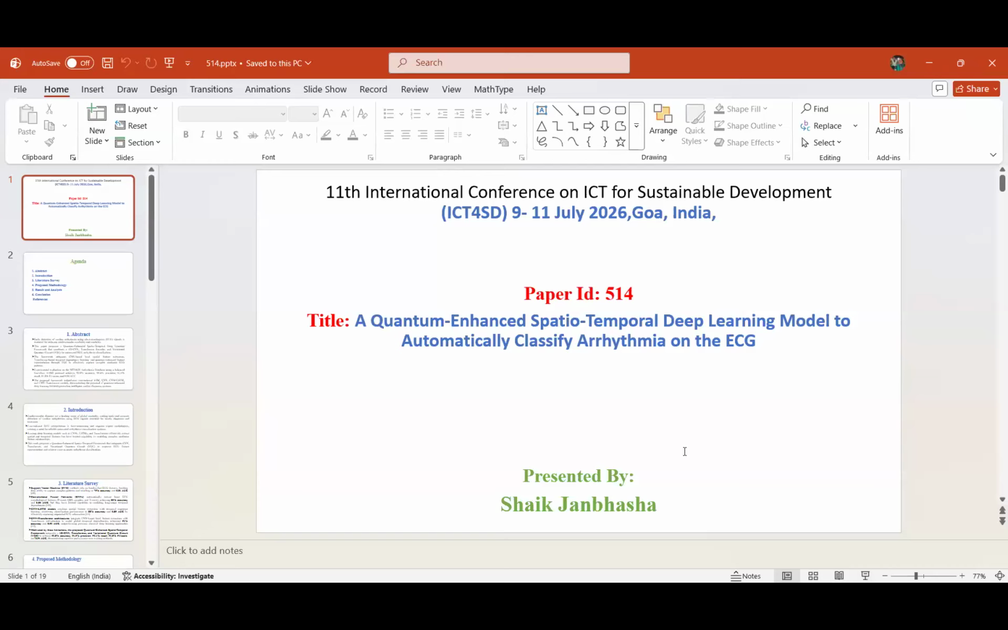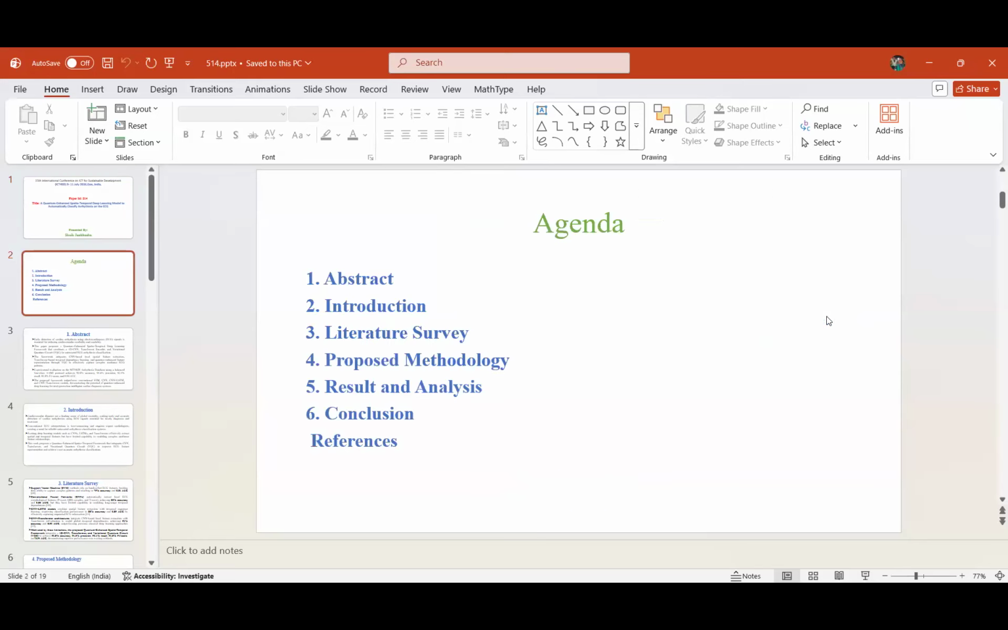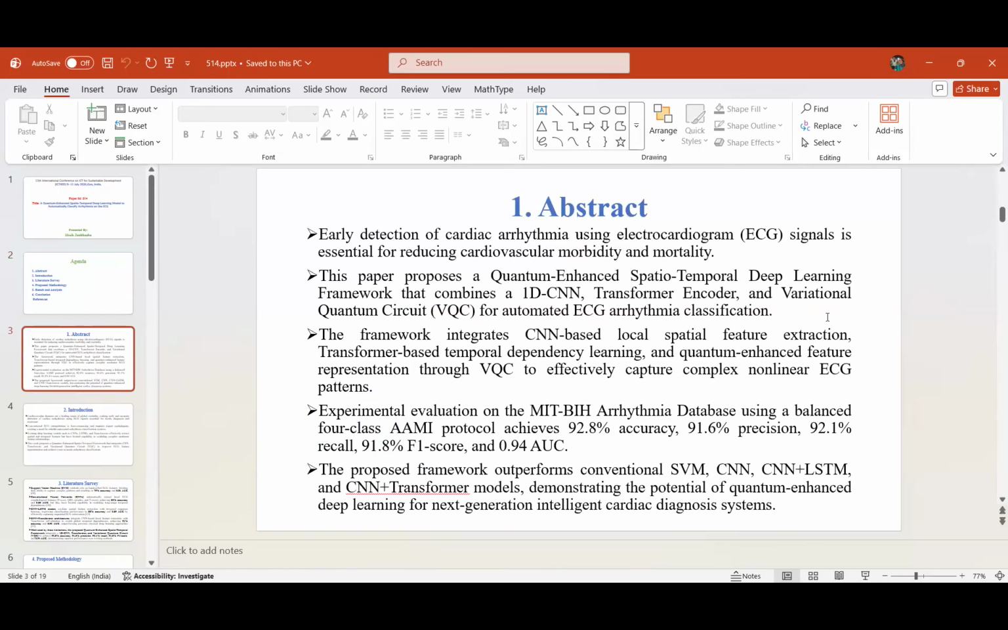So my paper title is a quantum enhanced spatio-temporal deep learning model to automatically classify arrhythmia on ECG signals. Here my paper ID is 514. So this is today's presentation agenda: the abstract, introduction, the literature survey, proposed methodology, result and analysis, conclusion and references. So this is about the abstract.